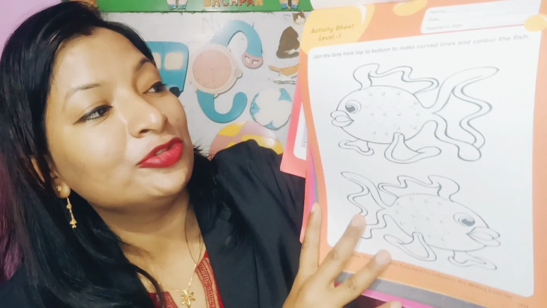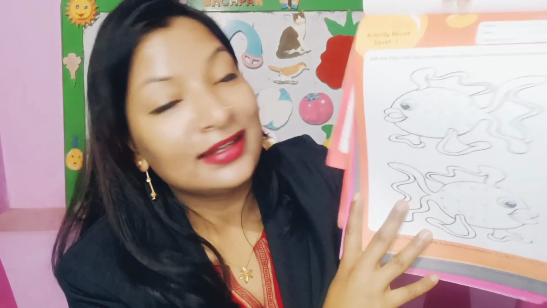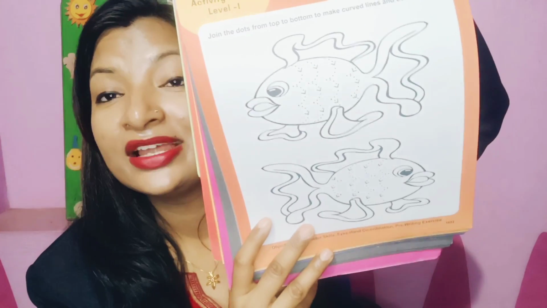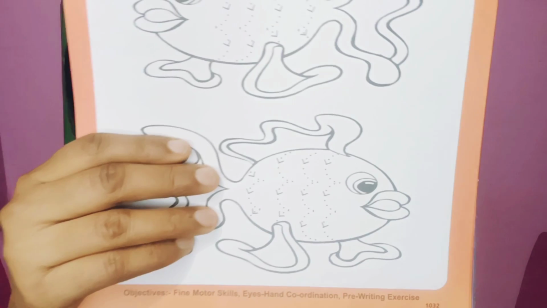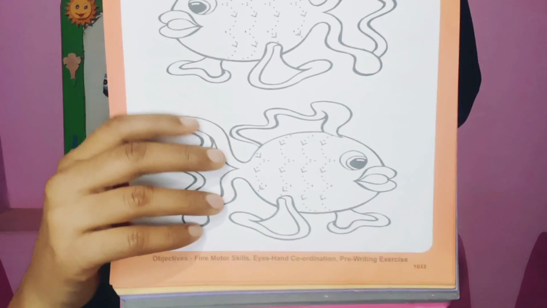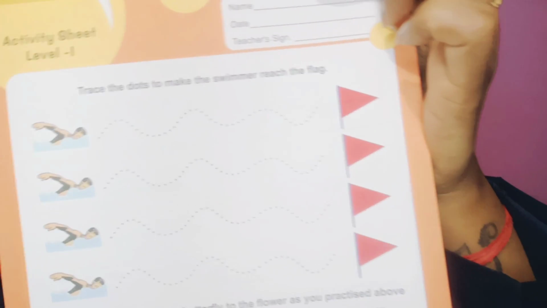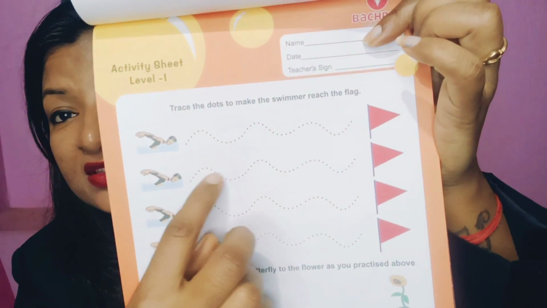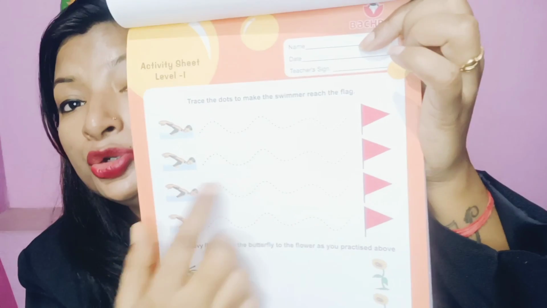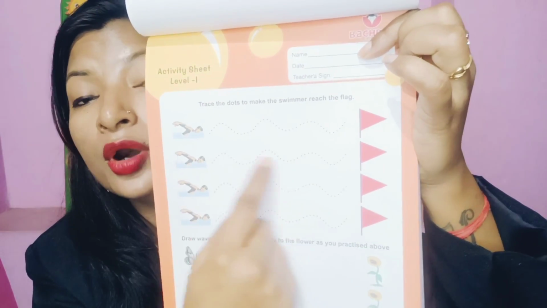Given here, join the dots from top to bottom to make curved lines and color the fish. You have to make curve lines again, but here you have to color also. Okay, first make the curve lines and after that you have to color the fish. Okay children, so here again we have some curve lines to join. It is given that trace the dots to make the swimmer reach the flag. It means we have to trace the dots and make the way for all the swimmers to reach this point.